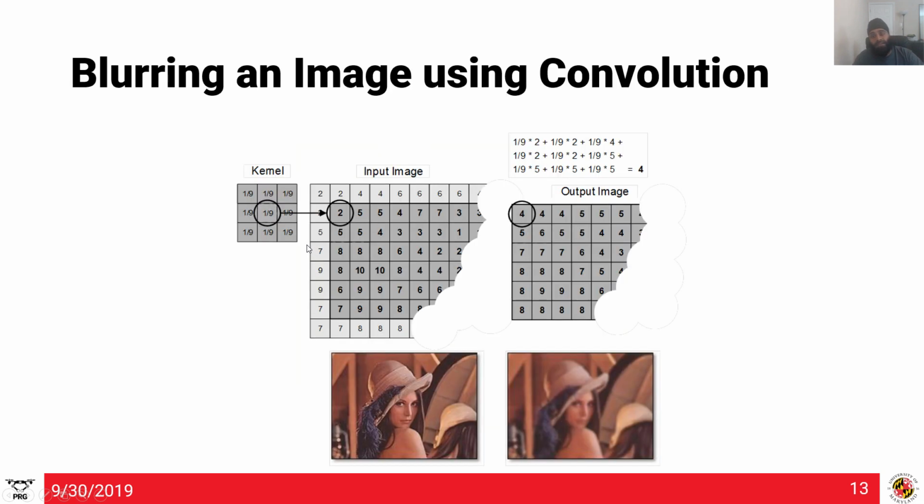Okay, so let's talk about blurring, how we can blur an image using convolution, right? This example shows that you have a 3 cross 3 kernel, and at each element you have 1 by 9, 1 by 9, 1 by 9. So basically you are trying to smoothen it out, or blur that image. Each of these 1 by 9 will correspond to whatever your image is, and finally you get some output.